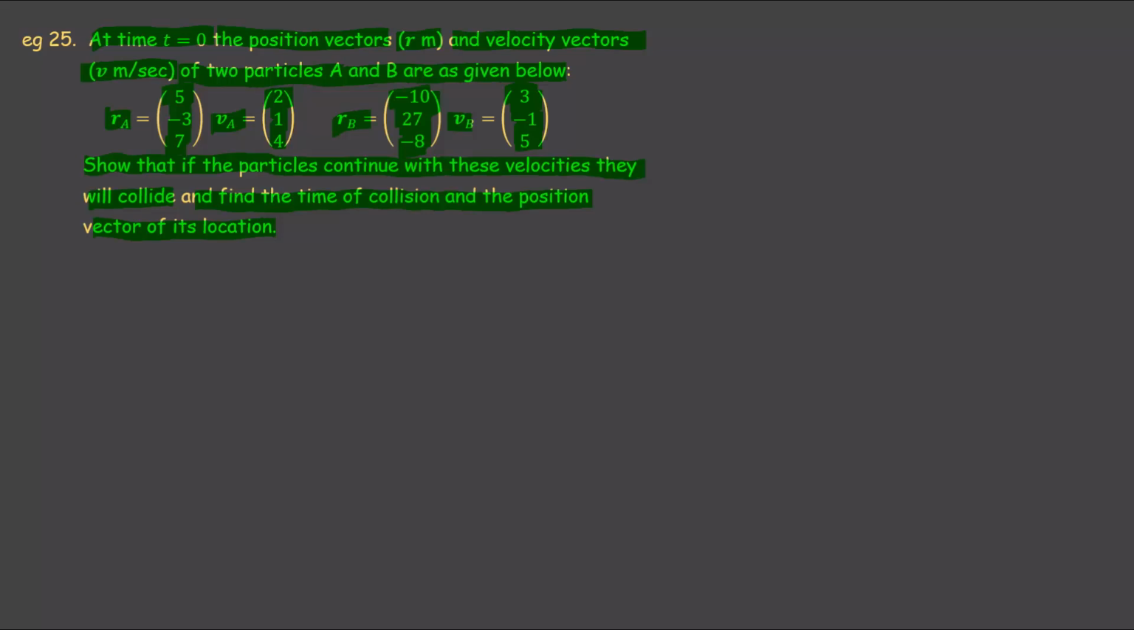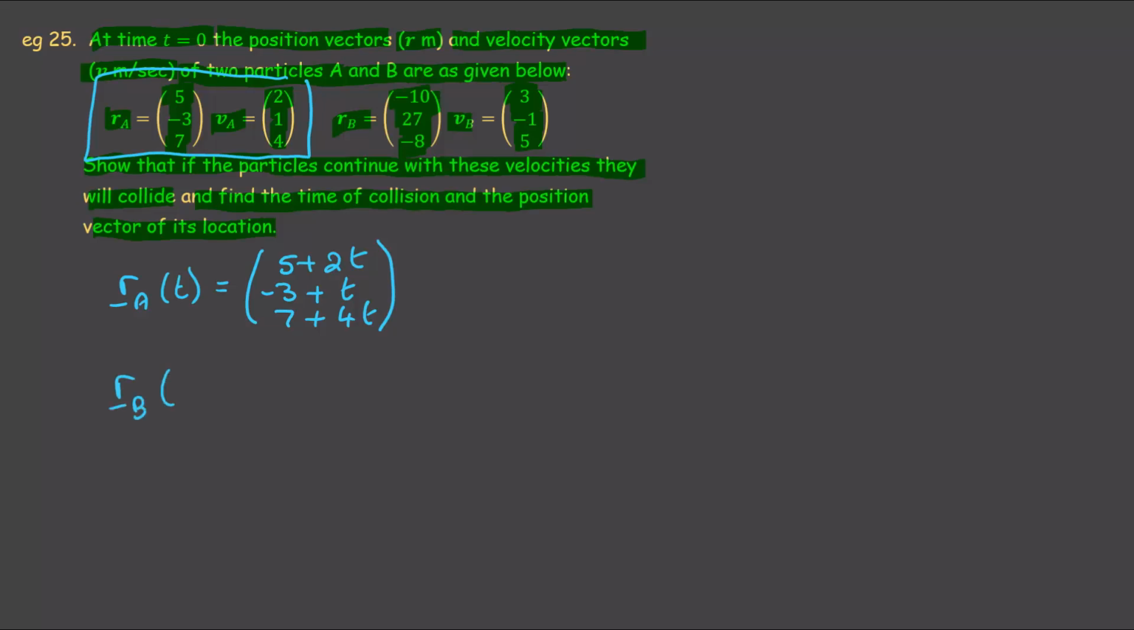Okay, we don't necessarily need to use the dot product of the relative velocity and relative displacement. We could do it something like this. We can say RA at time t is, remembering we're using these two vectors here, going to be 5 plus 2t, -3 plus t, and 7 plus 4t.